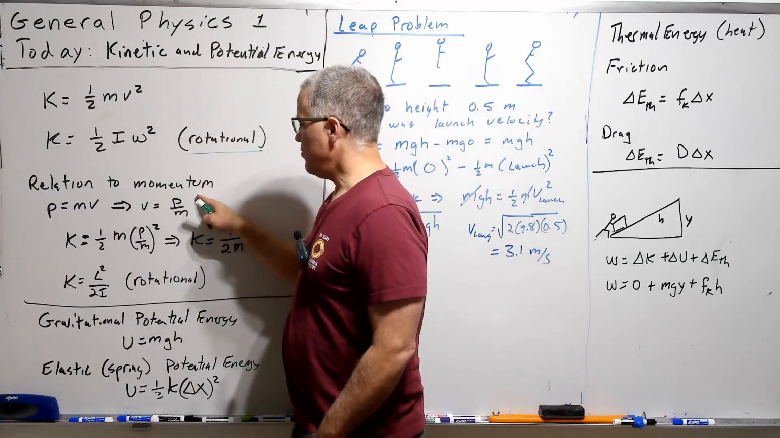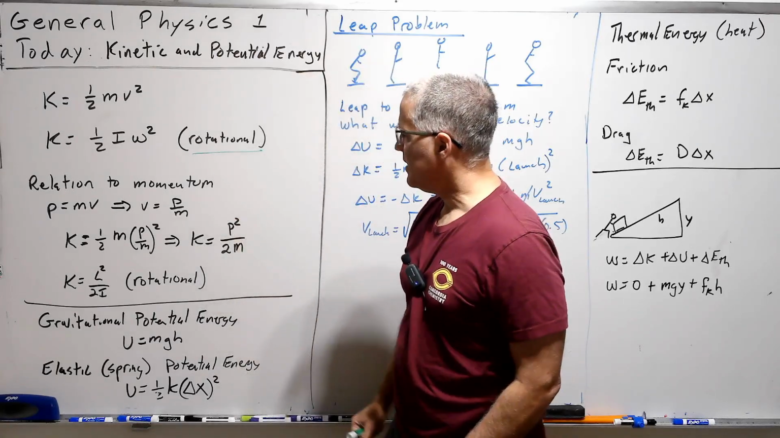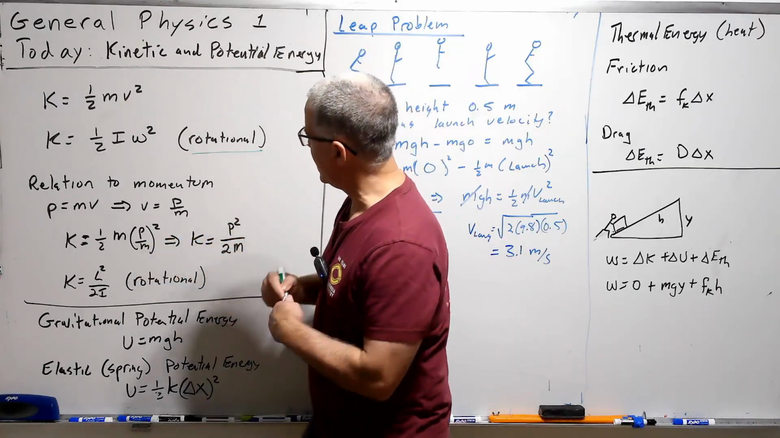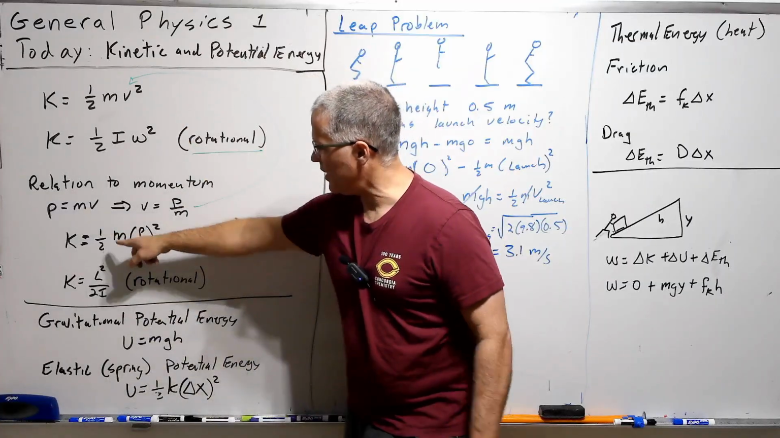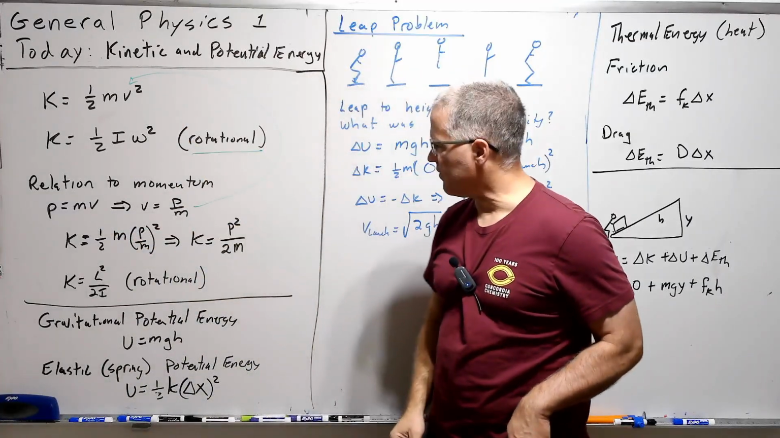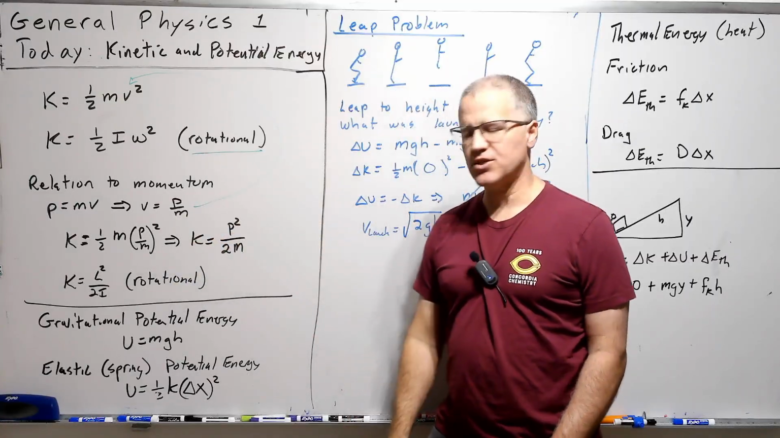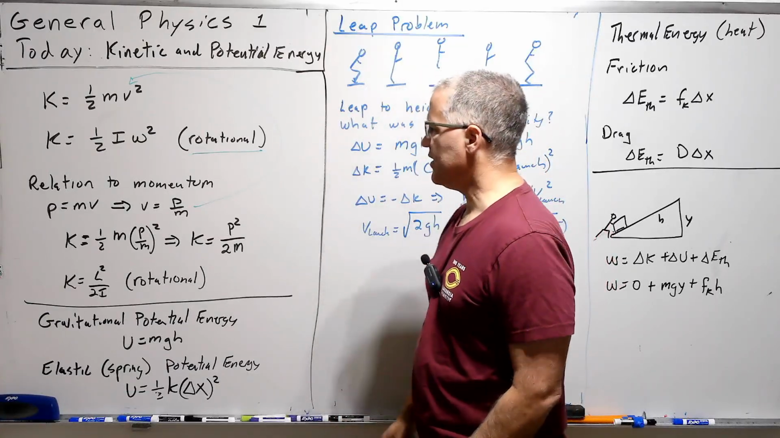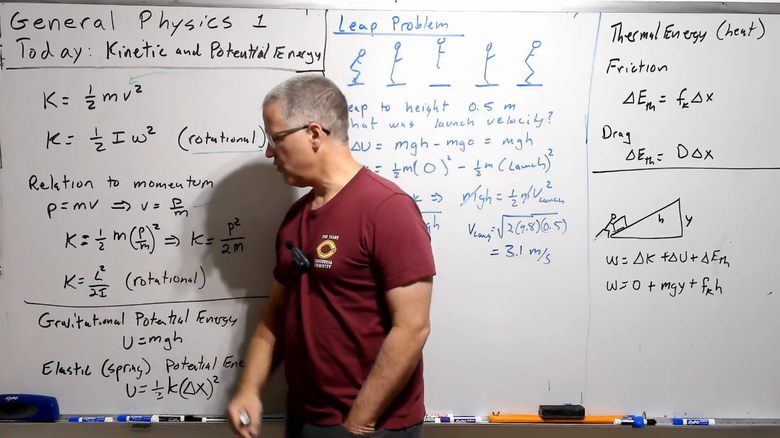We have a relation to momentum. We know that momentum is mv. So if we solve for v, we get p over m, and then we can stick p over m in for v here, and we get 1/2 m p squared over m squared. One of the m's will cancel, and we get K equals p squared over 2m, which is an important relationship between energy and momentum. The rotational analog would be L squared over 2I.